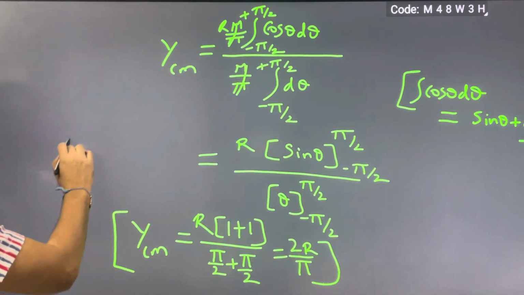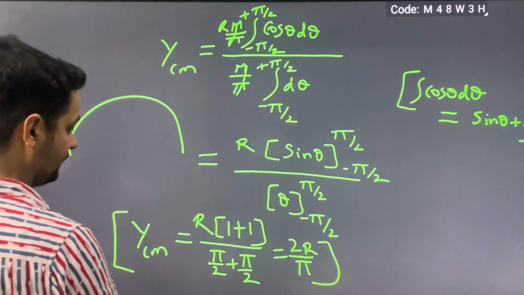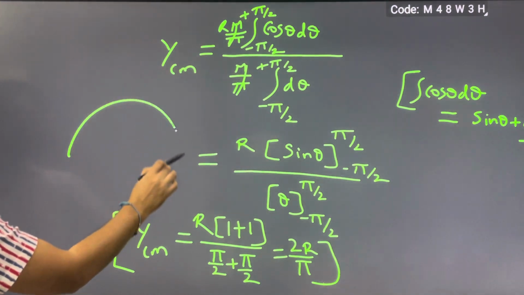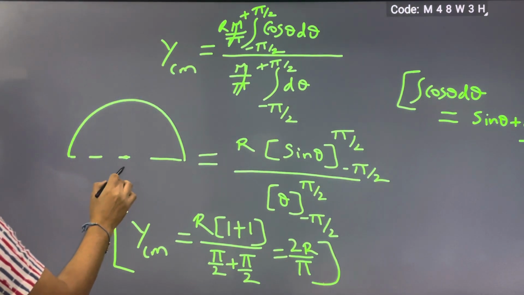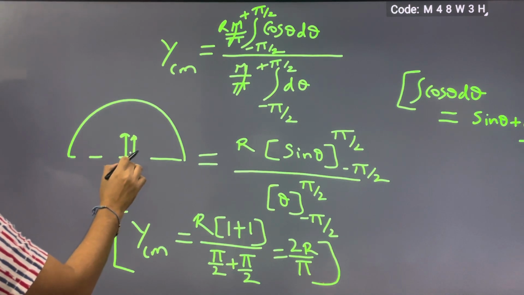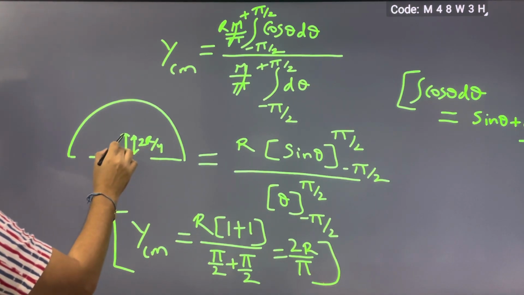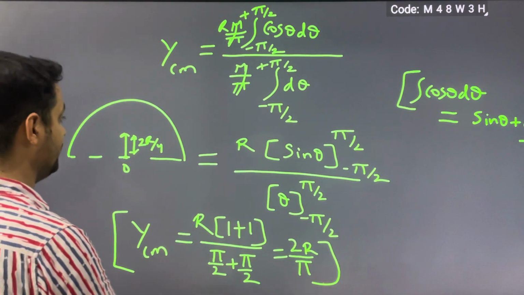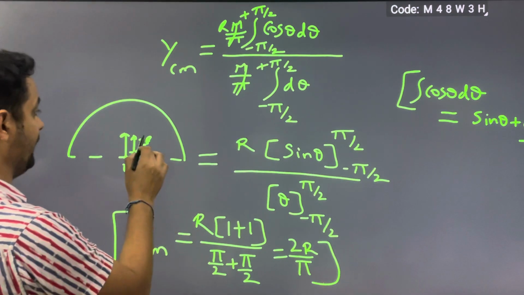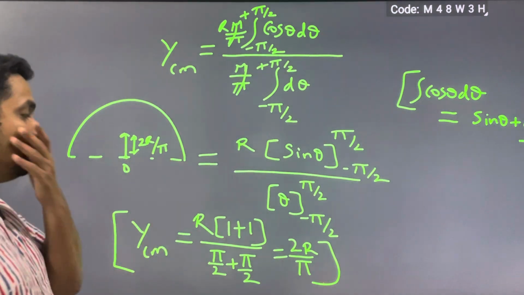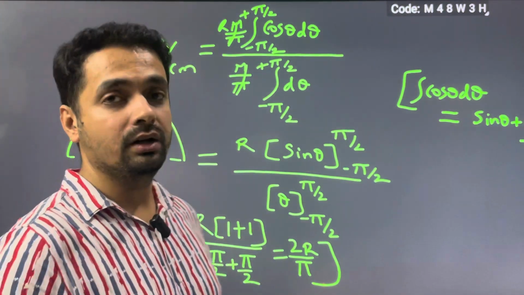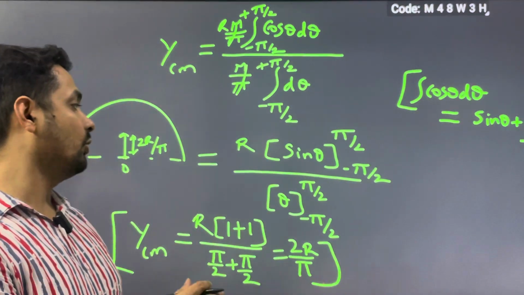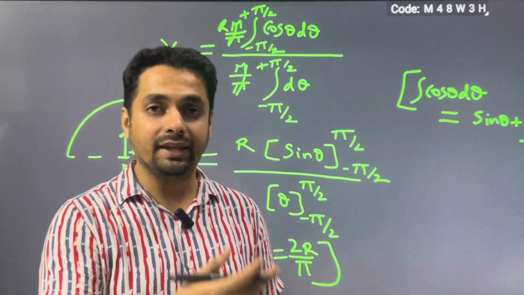So if I take a half ring here, its center of mass from the origin will be at what distance? 2R by pi. 2R by pi. Okay. So the x coordinate will be at 0 only, but the y coordinate is 2R by pi. Correct? In this way we can find the center of mass of different types of continuous bodies. We will continue the same type of questions, same type of bodies in the next class. Thank you.